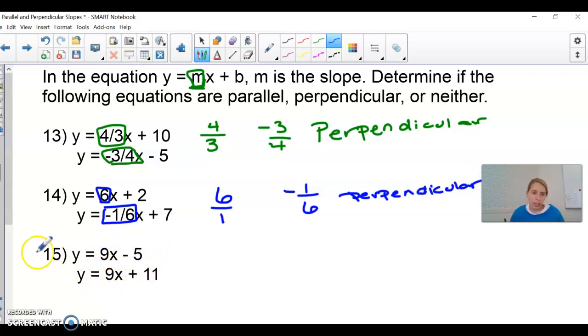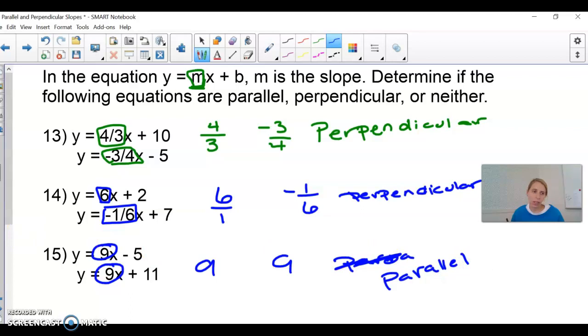All right, and then this one, we've got 9 and 9. Well, 9 and 9, those are the same numbers, aren't they? So same would mean that they are, oops, I spelled parallel wrong. Parallel.